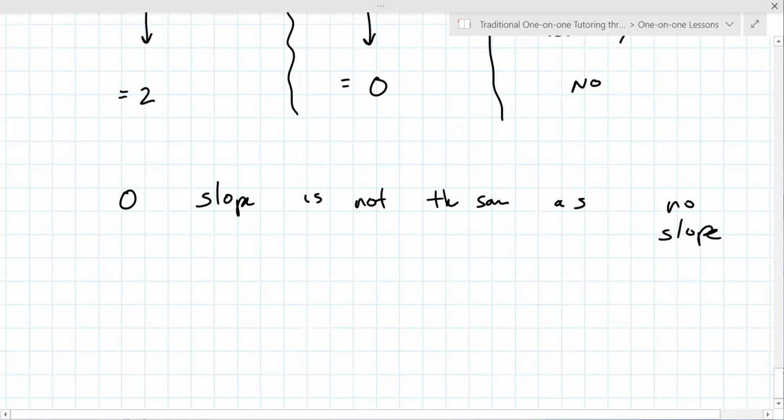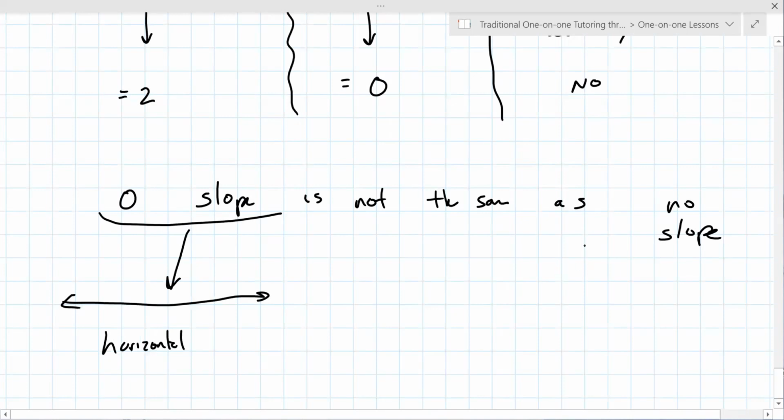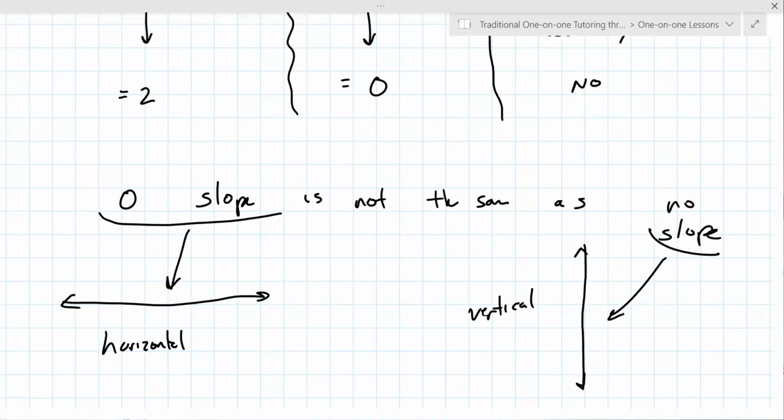Okay. So a horizontal line has 0 slope. You have to know this. A vertical line has no slope. And the difference, you have to know that. This has to be very clear to you. Yeah. Okay. All right. So let's jump to 2A on your worksheet. We'll be able to do this right now.